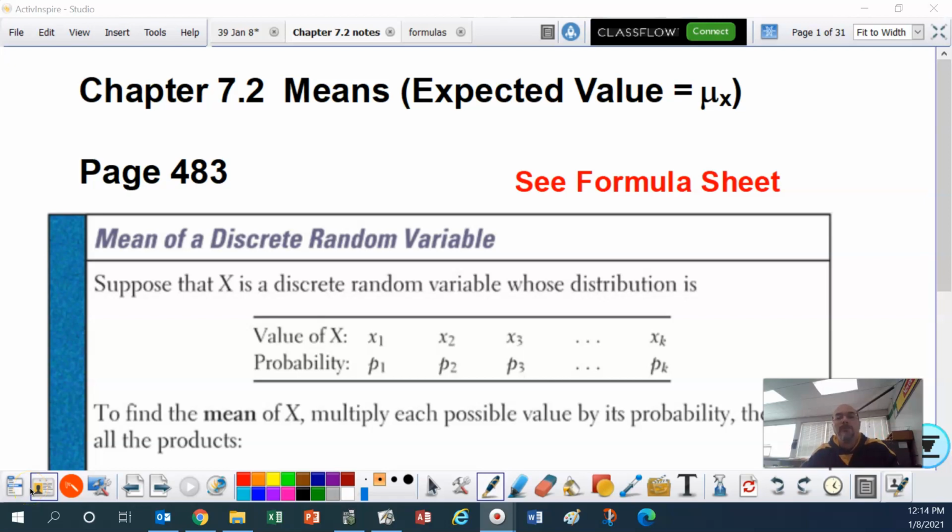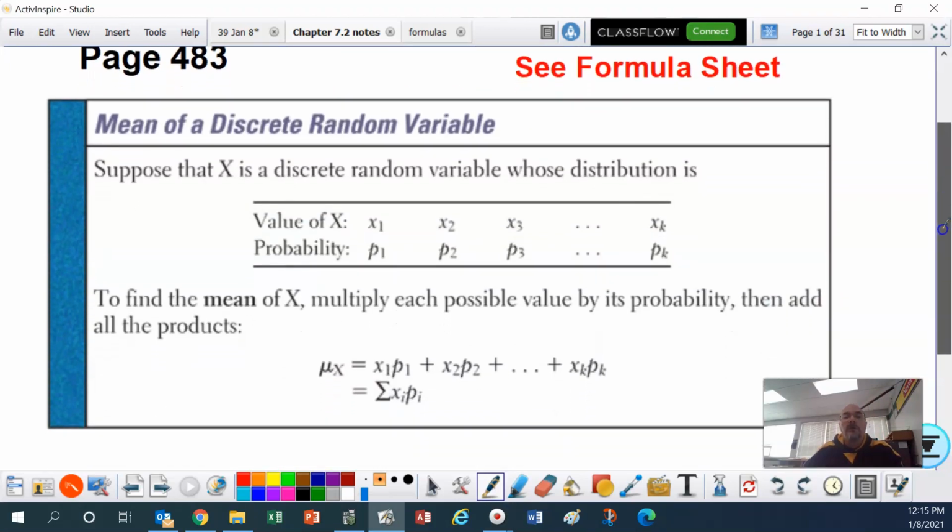This is part 1 of chapter 7.2 with means, also known as expected value. We're going to be referring to expected value most of the time in this video. But remember, it's the same as an average. Mean, expected value, average. You can find this on page 483, and I'm also going to point it out on the formula sheet that is right above this video on Schoology.